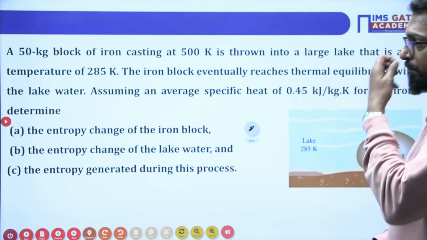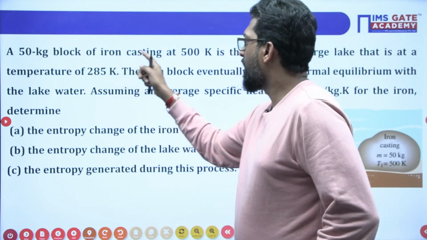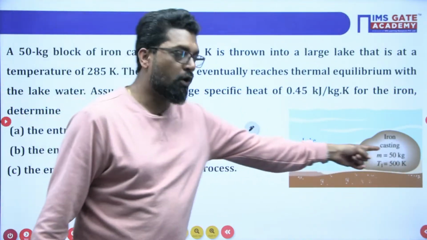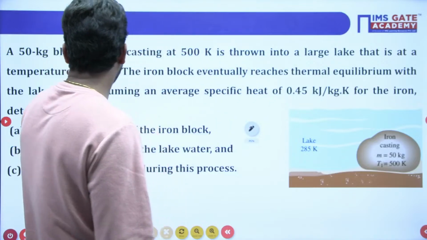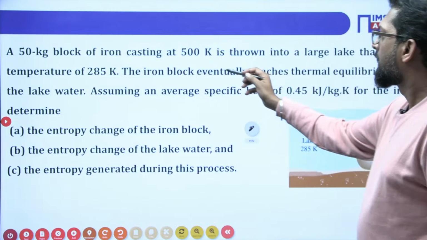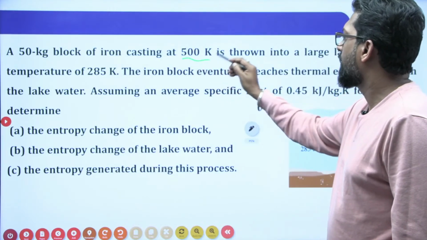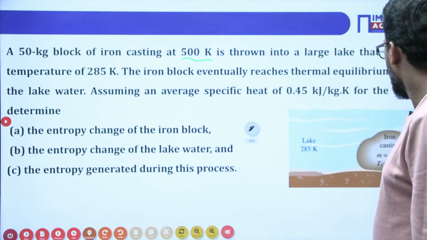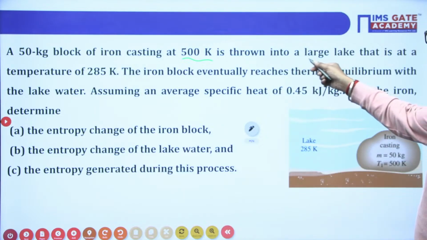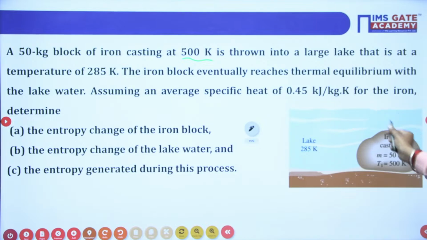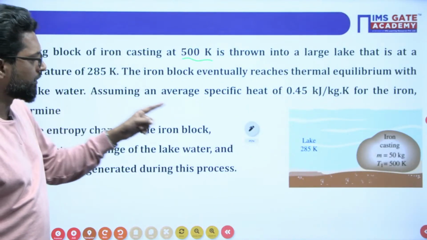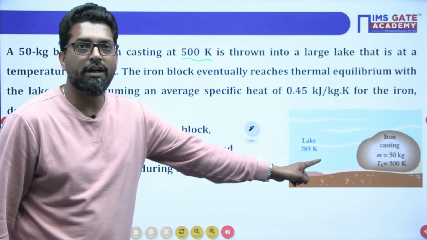A 50 kg block of iron casting at 500 Kelvin is thrown into a large lake. So this is your iron block. The lake is at a temperature of 285 Kelvin.